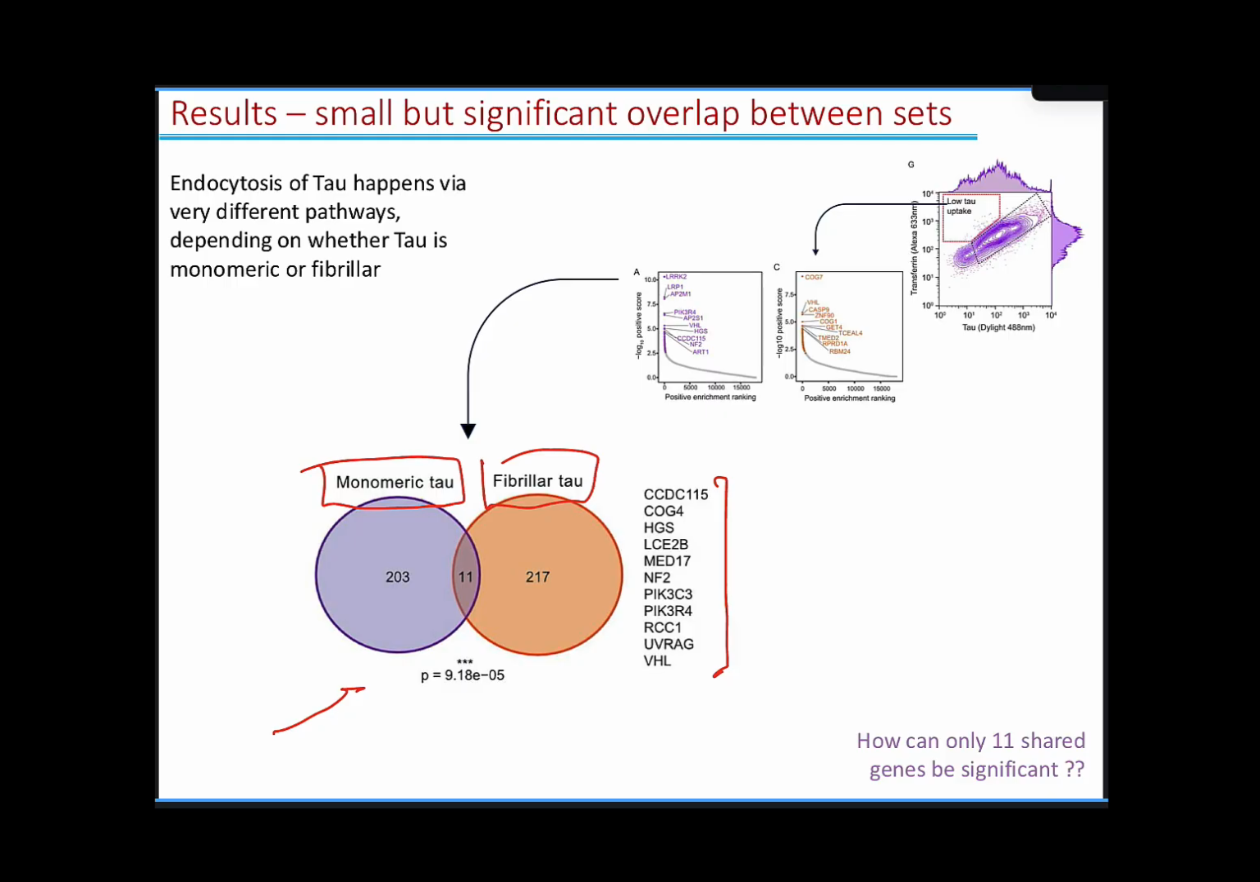Okay? Is 11 a lot of genes or not? What do you guys think? Would that finding be, do you think that overlap is significant? You have 214 on one side, 228 on the other, only 11 overlap. Is that overlap significant? Would you say, yeah, they do share a lot of genes? No? Yes? Based on what?